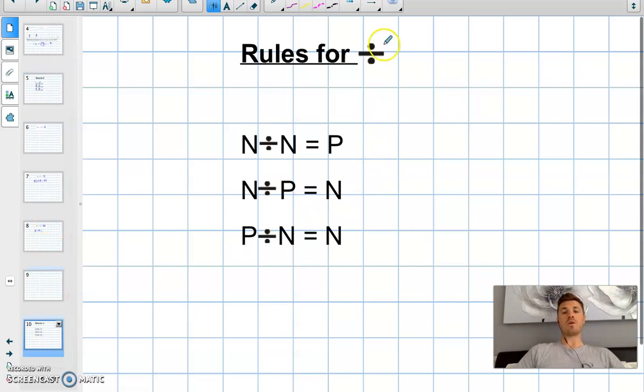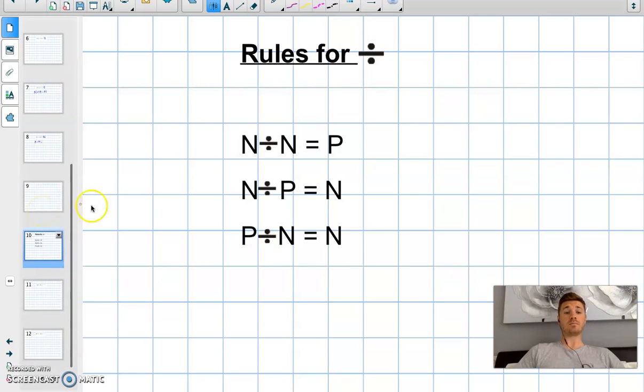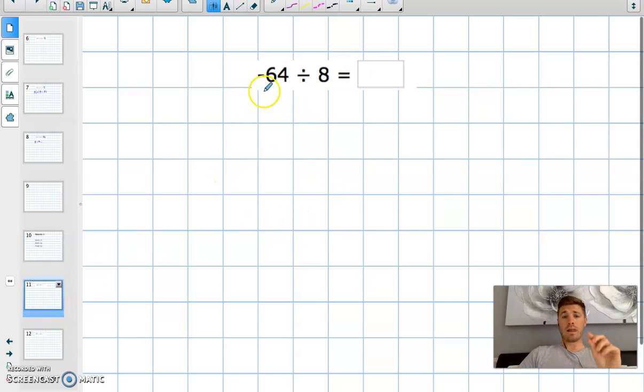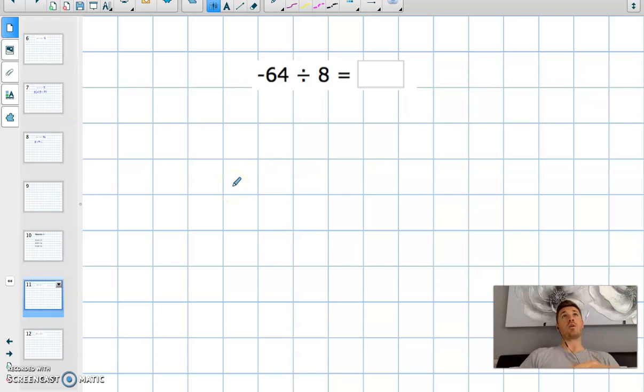Okay, so moving on to dividing positive and negative numbers. Again, exactly the same rules. If the symbols are the same, it's going to be positive. If they are different, it's going to be negative. So here's a few. Now, 64 divided by 8. How many 8s are in 64? Okay, well, I know the inverse. I know that there are 8 8s in 64 because 8 times 8 is 64.